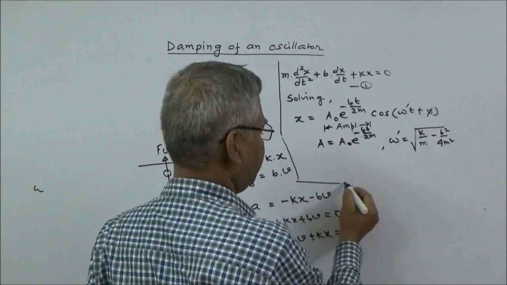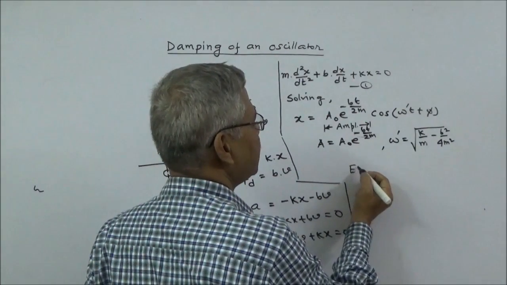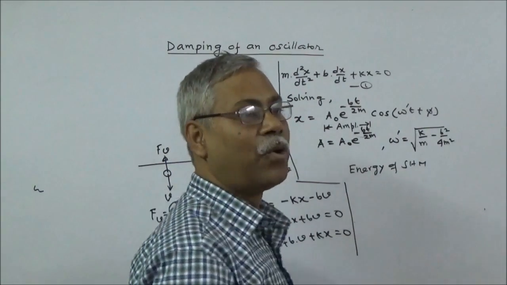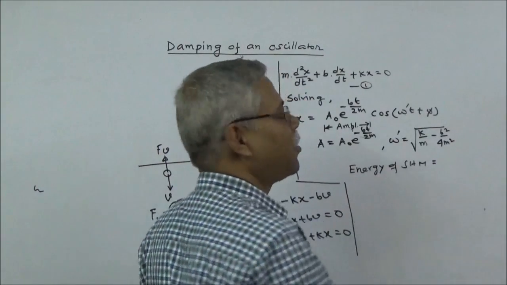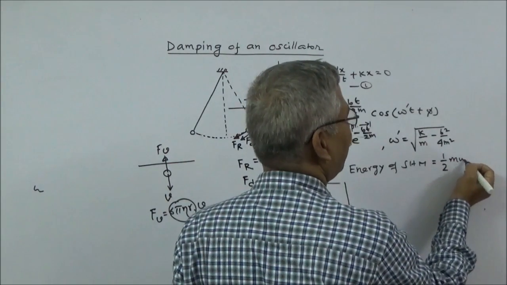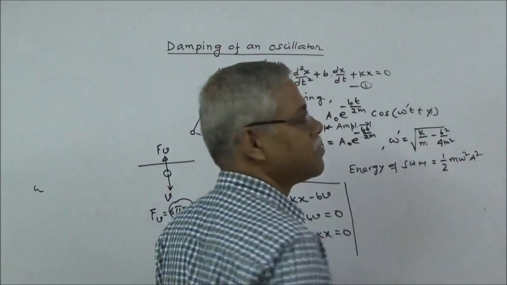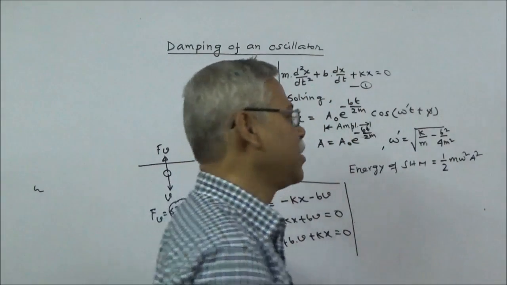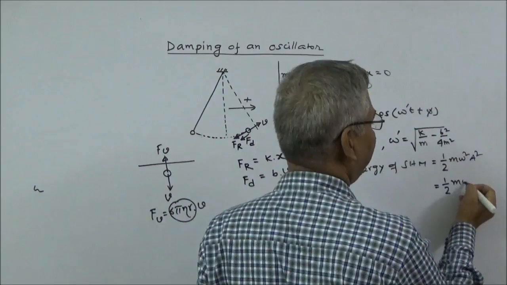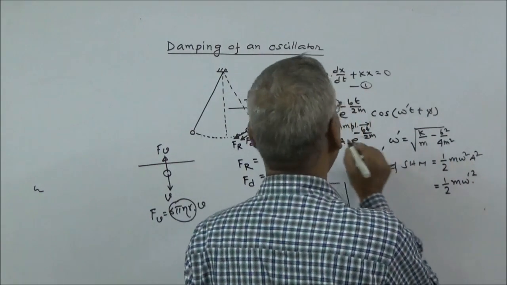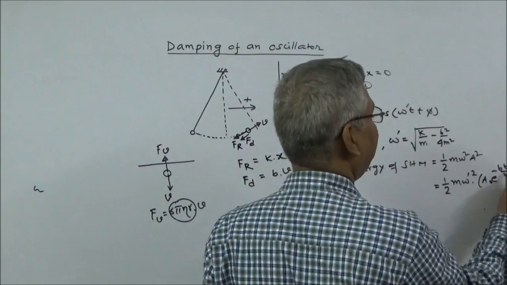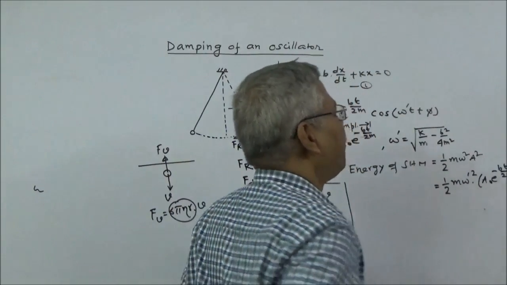Energy of SHM, energy of an oscillating body. What is the basic formula for energy of an oscillating body? All of you know that it is half m omega square a square. So it will just be written as half m omega dash square into A square, where A square equals a naught into e to the power minus bt by 2m, whole square.